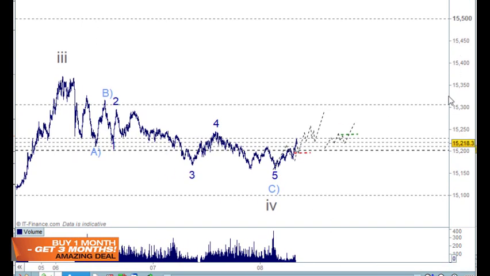But getting some support on top of the group 1 here, subgroup 1, 15,230, that will be the catalyst for a trigger for a long trade to the upside.